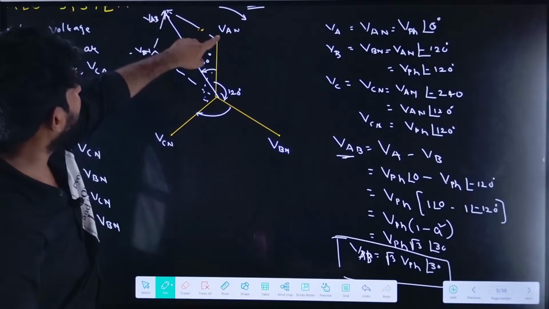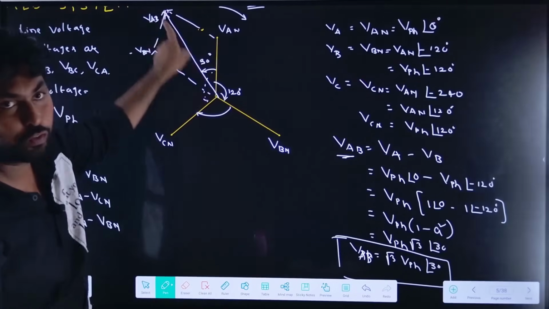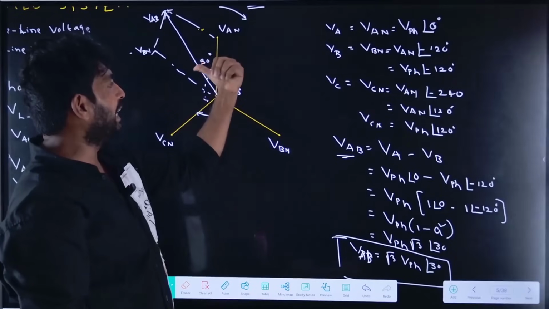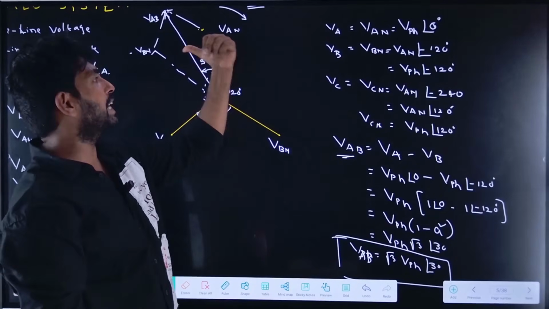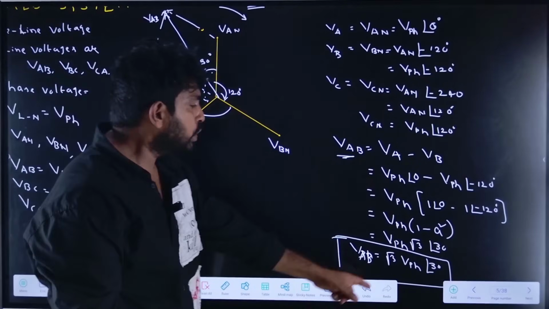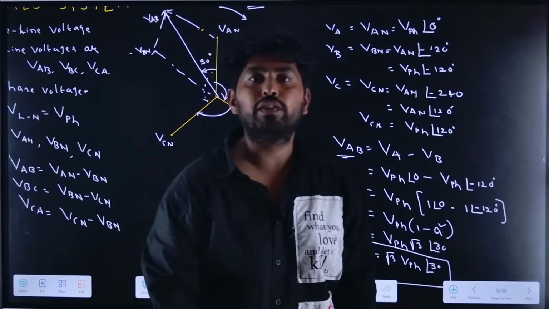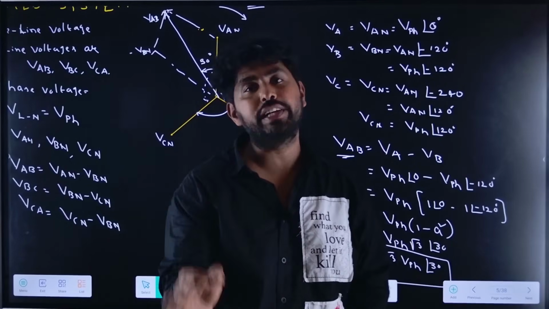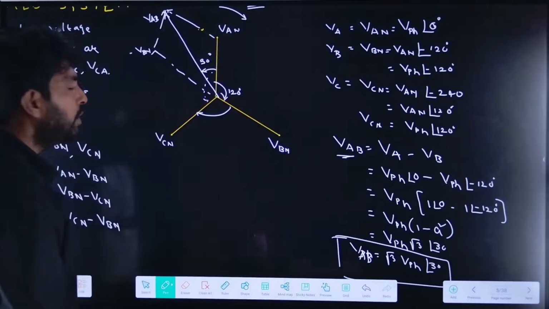So VAN minus VBN equals VAB, and it is leading in this direction. So leading by 30 degrees. What is the magnitude that we have found? It is equal to root 3 times the phase voltage.